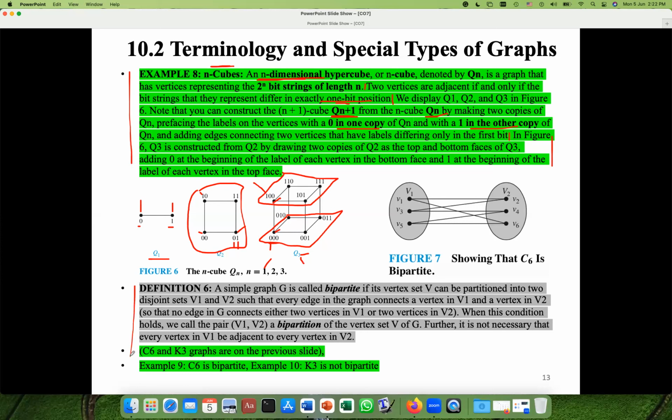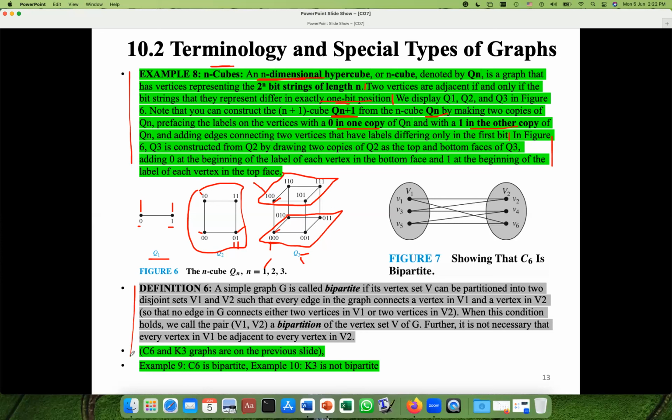When you have represented all the edges, then you will see that you have edges from V1 to V2, and that's okay. And you don't have any edge between the vertices of V1 or any edge between the vertices of V2. If that is so, then your graph is bipartite.